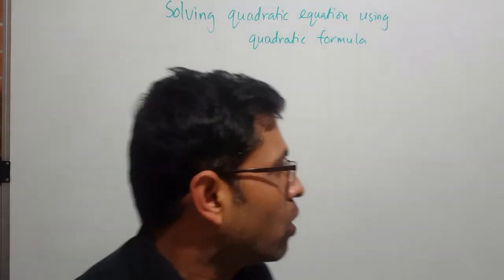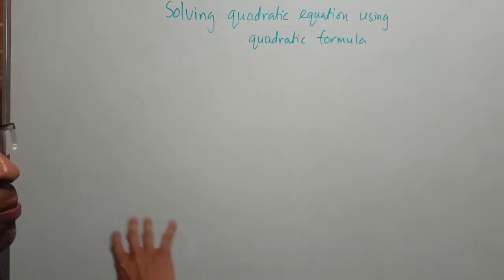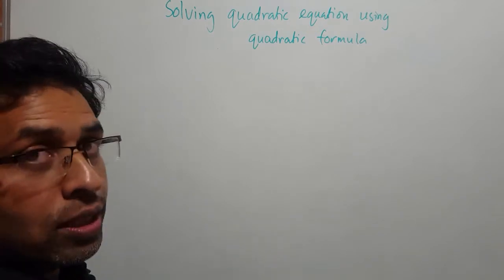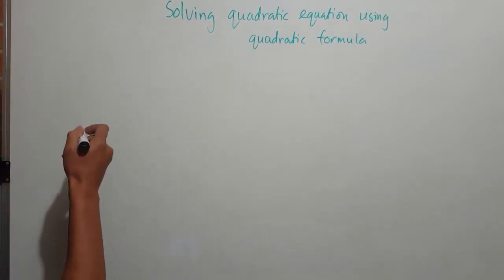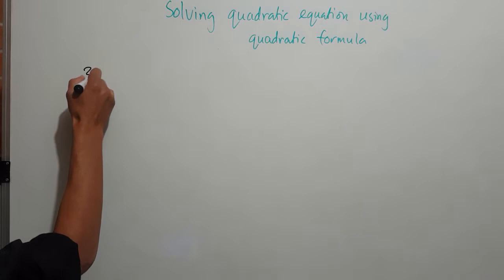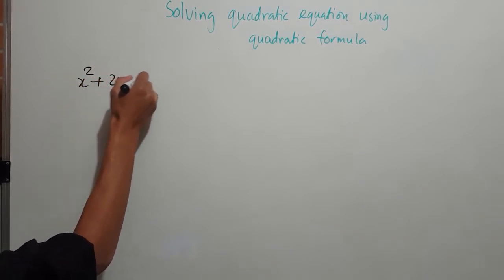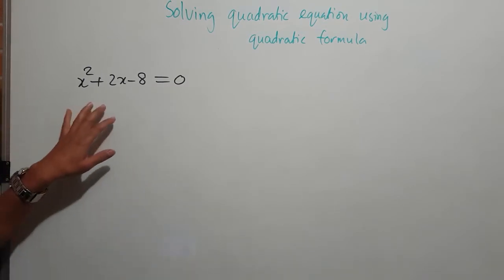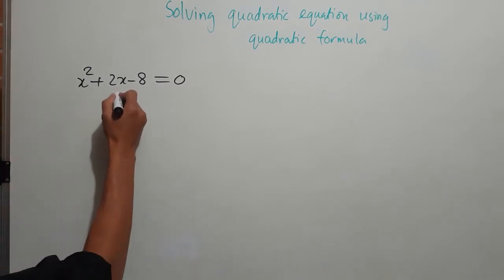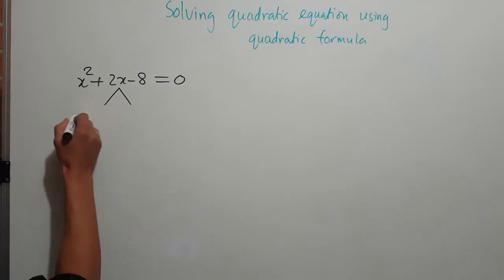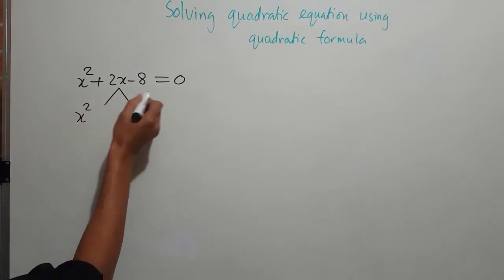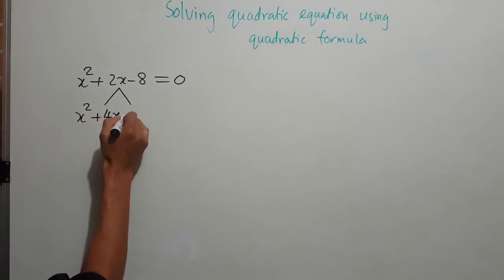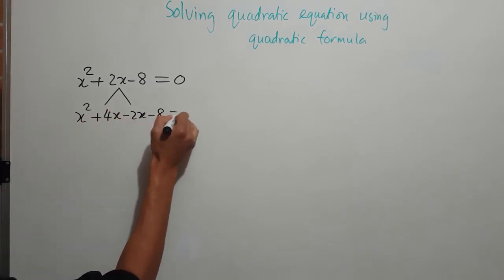So now first look at the example that I'm going to solve by both methods, factorizing and the quadratic formula, and I'm going to show you that you end up with the same answer. So let's start. We have a question: x squared plus 2x minus 8 equal to 0. I'm trying to solve it by factorizing, and if you remember correctly, we have to break it into two components. So plus 4x minus 2x minus 8 equal to 0.